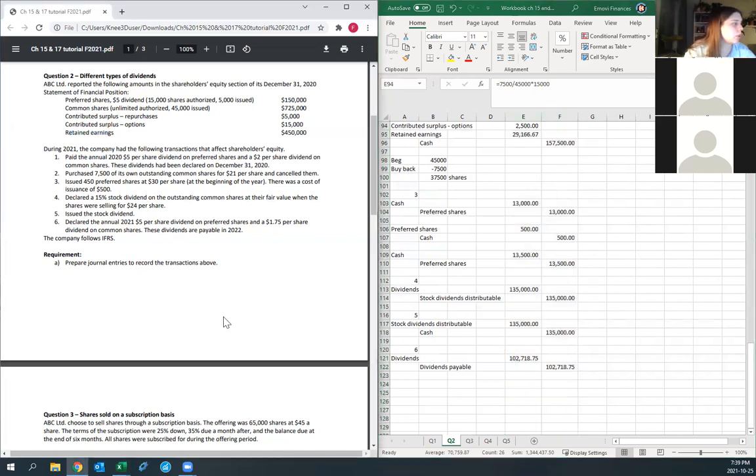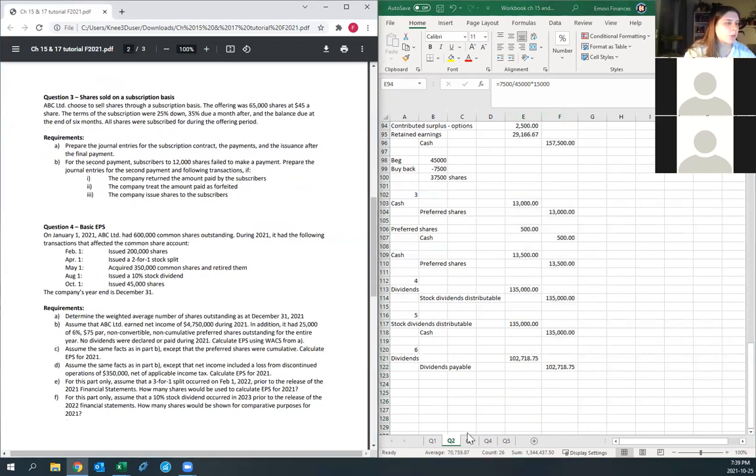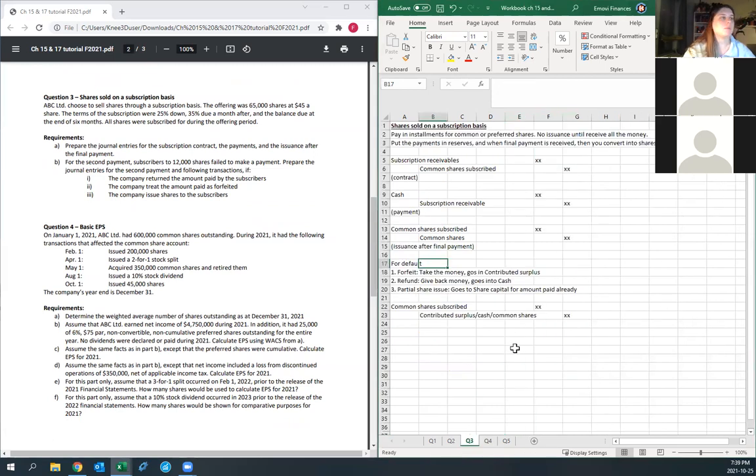All right. So for question 3, it's about a subscription basis. Basically, what happens is that a lot of people want to buy your shares, but they don't want to pay all the amount up front. So you say, okay, well, you're going to pay me in installments, and I'm not going to issue any shares until I receive all the money. So the company is going to put the payments in reserves, and when they receive the final payment, then they're going to convert those payments into shares.